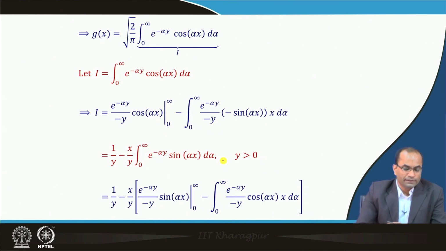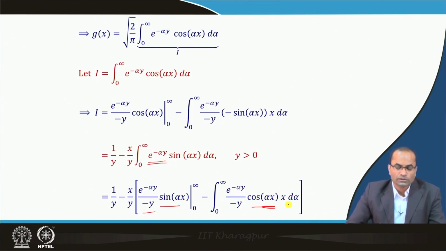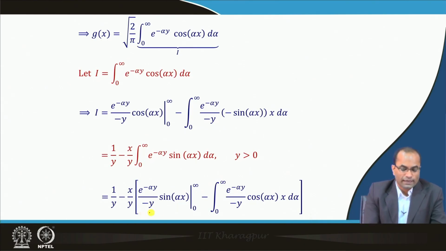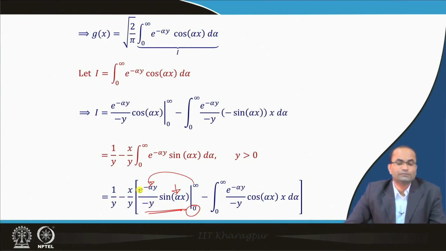Well, so this can be again differentiated. So, this can be again integrated by parts. So, we have e power minus alpha y over y, and then this sin as it is, sin will become cosine. So, we can do this, and then here in this place, when this alpha is 0, this sin will become 0, and when alpha goes to infinity, this e power minus alpha y will make it 0.